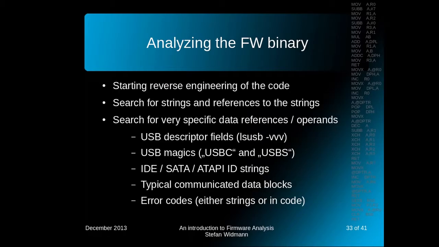Now, having done that, we can start with normal reverse engineering of the code. We search for strings, we search for references to the strings, but as we are in a very low-end embedded system, maybe we can search for very specialized data references and operands. Search for USB descriptor fields you have extracted with lsusb. Take a look for USB magics like USBC and USBS. You know, these 2 DWORDs are used in the USB communication.